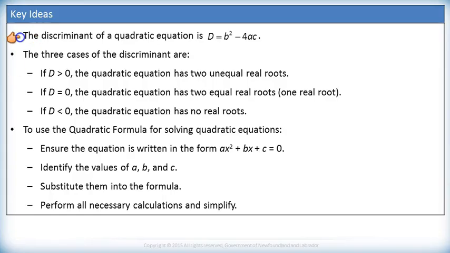This slide reminds you that the discriminant is b squared minus 4ac, and the 3 cases that we reviewed earlier for the discriminant. And when you're using the quadratic formula, make sure the equation you're working with is in this form.